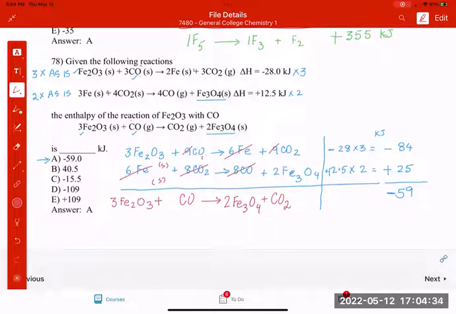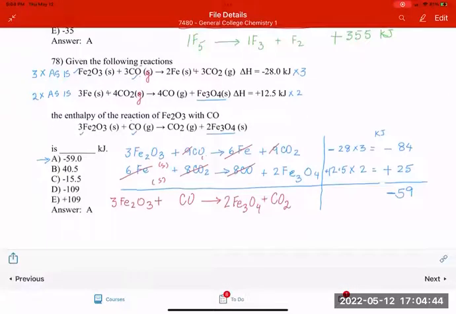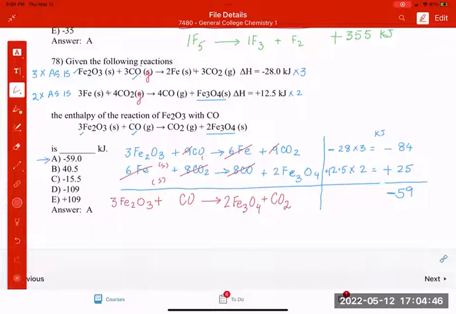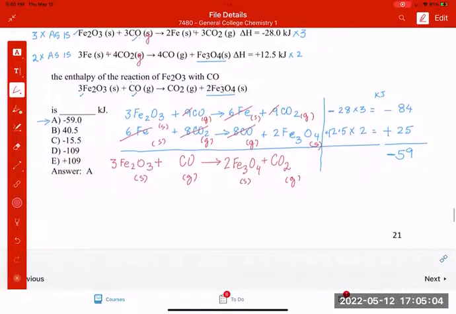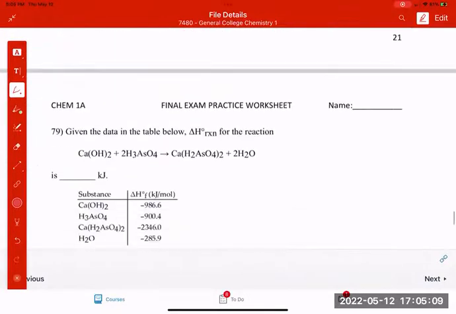It's very important to put the states. Just make sure that these are the same. This should be gas, so this should also be gas. So the gas, solid, gas, and this guy is a solid. So you have the gas, solid, gas, and solid. All right, guys, so that's the way you do it. Just pay attention because I'm going to look at these steps.